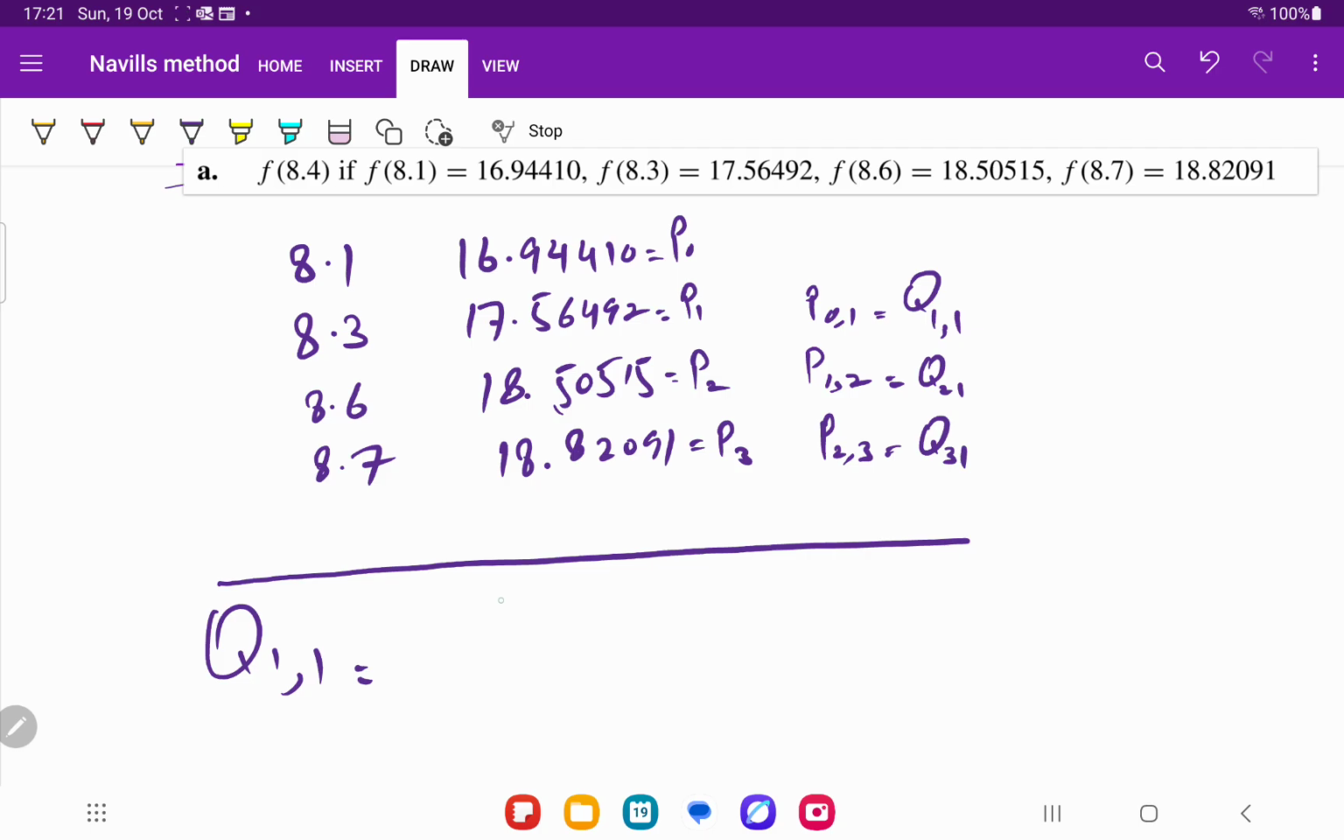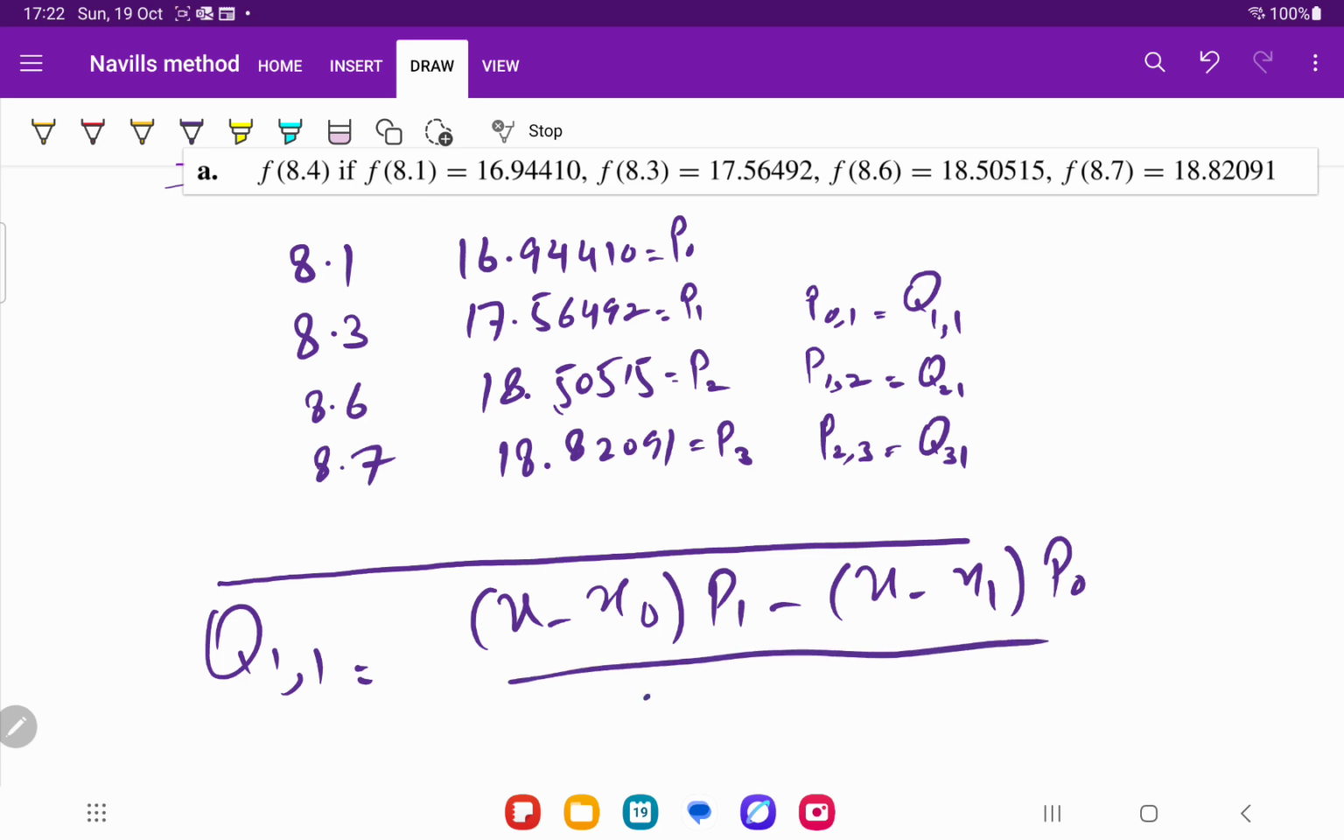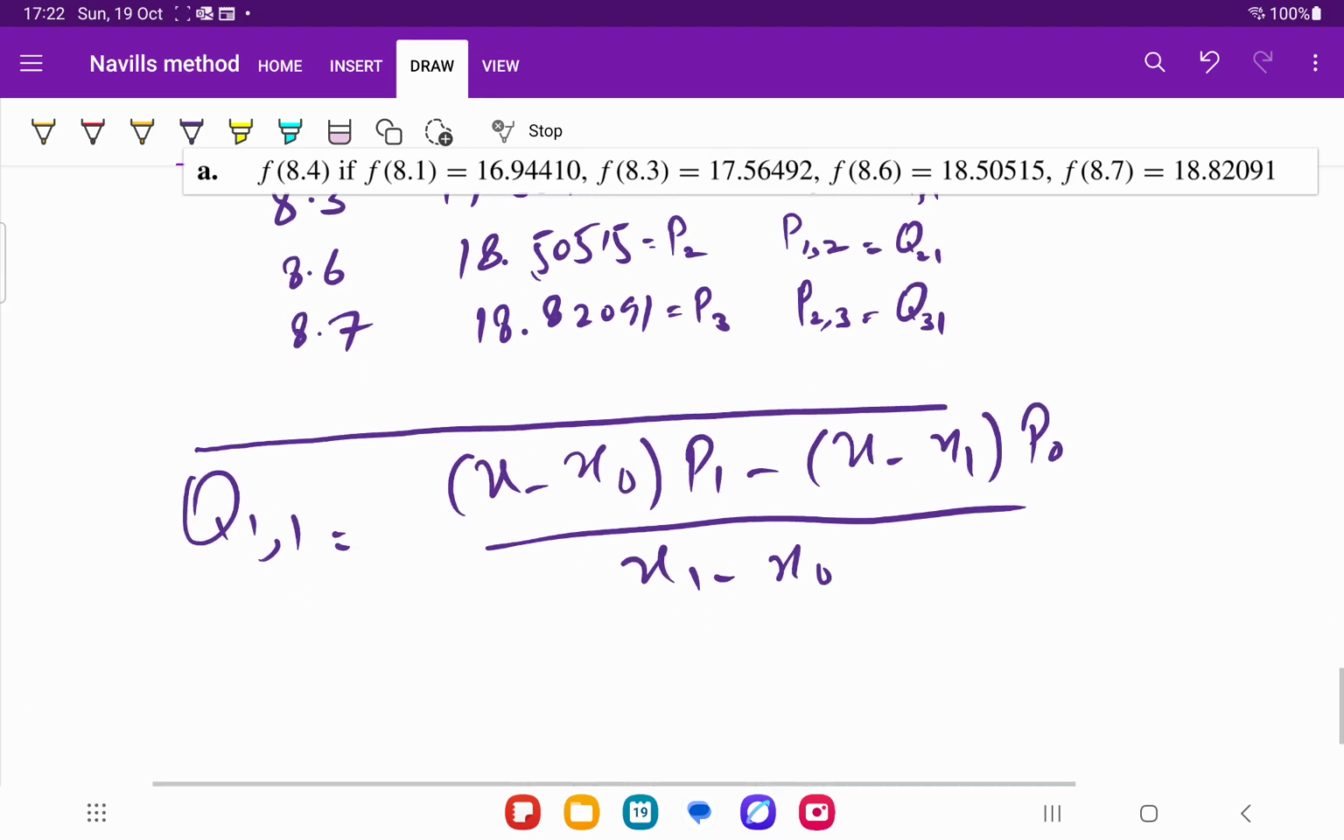So Q11, what is the formula? I told you about the idea of using cross multiplication, or the way you understood things, it is up to you. So the formula is (x minus x0) multiplied by P1 minus (x minus x1) multiplied by P0, divided by x1 minus x0. This is the formula, and we have seen it already in the previous class. Now you have to just utilize it.